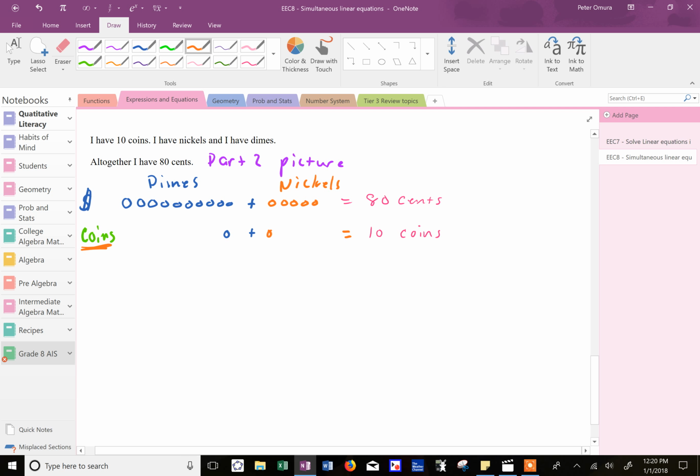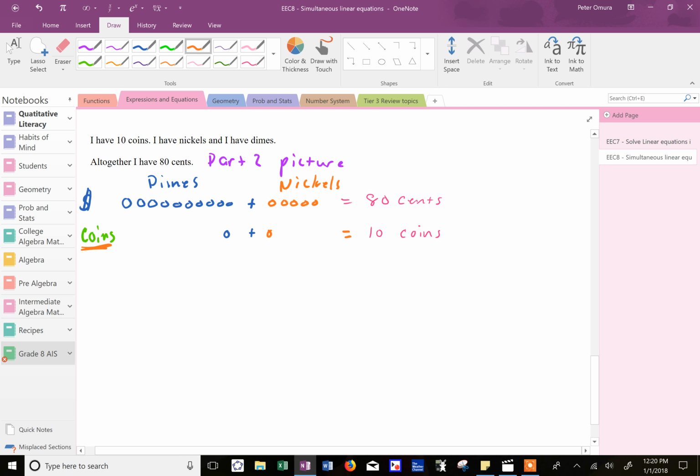Now, altogether I have 80 cents. So I know that dimes are worth 10 cents. I know that nickels are worth 5 cents. So I drew 10 of my dime objects to represent 10 cents. I drew 5 of my nickel objects to represent 5 cents. And I know that altogether I have 80 cents.